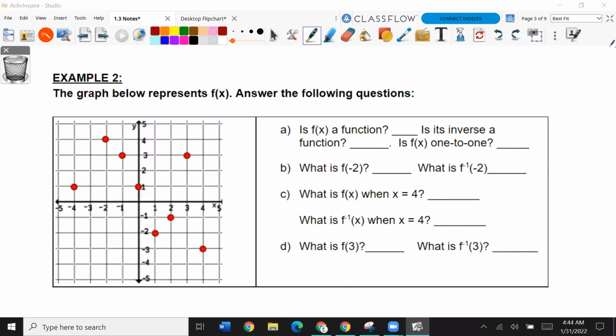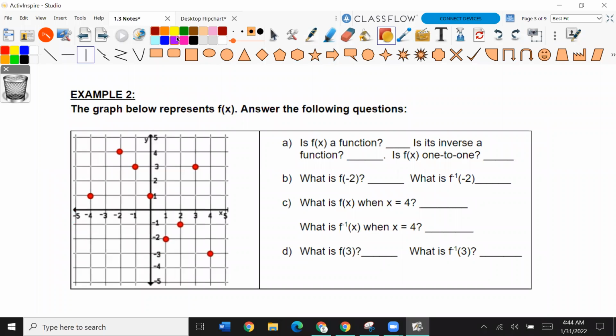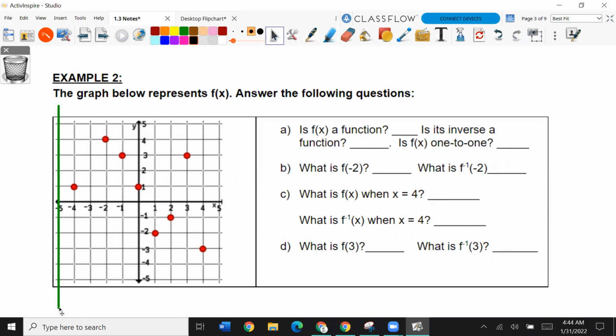In example 2, now we're going to talk about getting inverses from a graph. So remember that a graph is a function if it passes the vertical line test. The vertical line test is if you were to take a vertical line, let me draw a little vertical line here, and move that vertical line throughout the function, I would only hit at most 1 point at any x value. And you can see here, it passes that vertical line test. So it totally is a function.